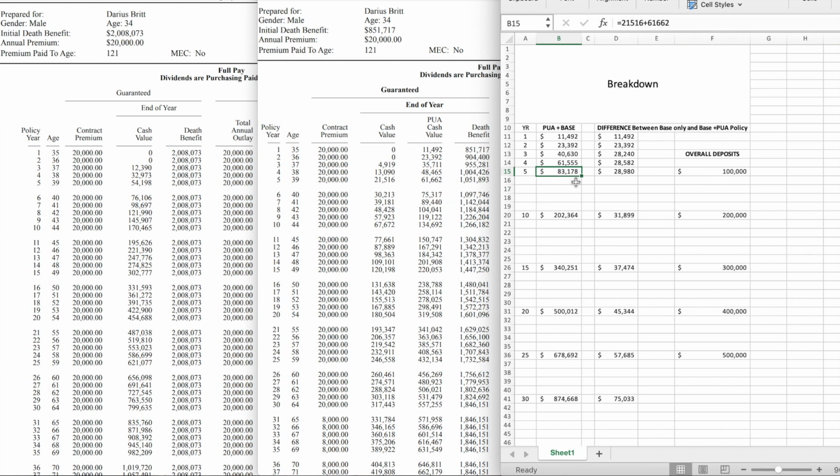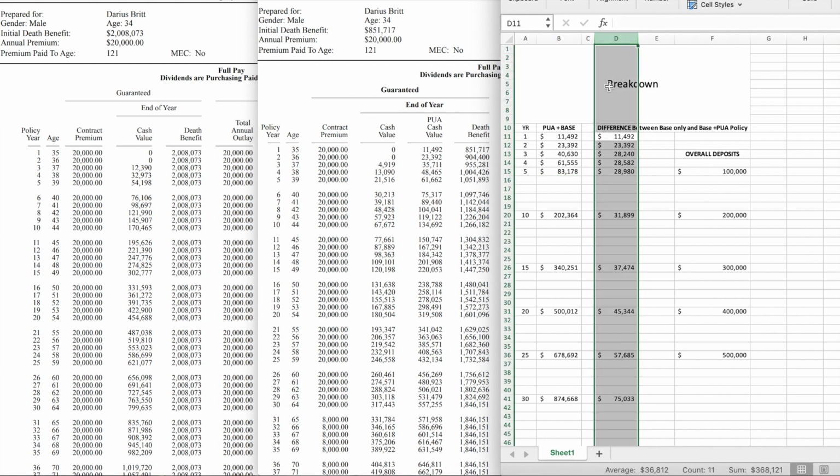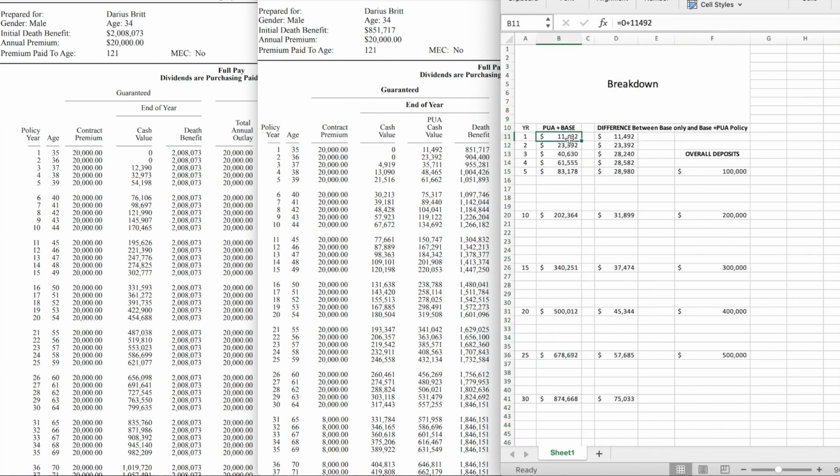So basically what we're saying is that in year 5 with policy 2, you have $83,178 of cash availability. Now in column D, this is going to subtract the cash value availability from policy 2 and policy 1. That's all these numbers are dictating here, is just the difference in cash value for each policy. And then over here in column F, I have overall deposits. So we consider your premiums as deposits. So we're saying in year 5, you have deposited $100,000. In year 10, you've deposited $200,000, and so on and so forth.